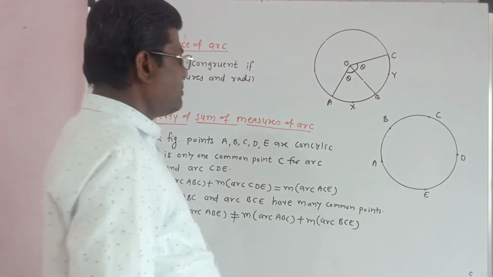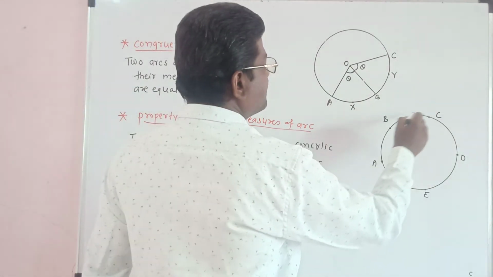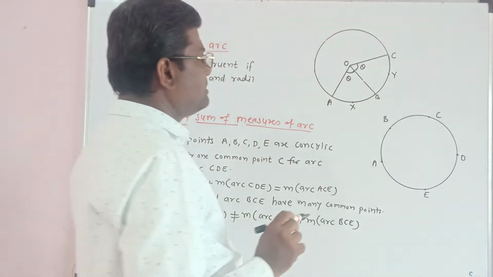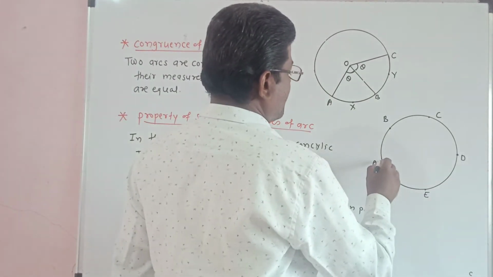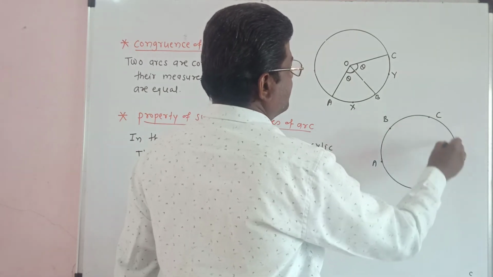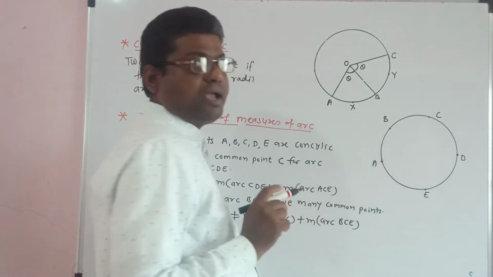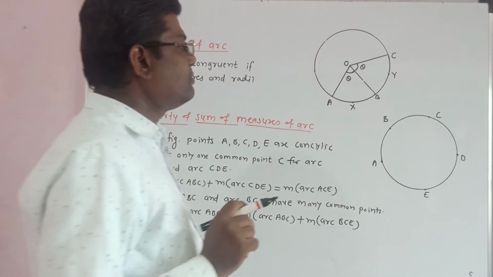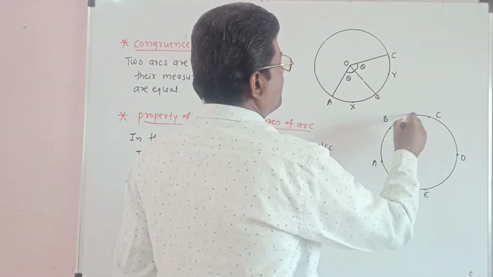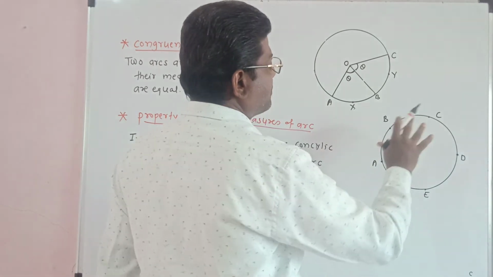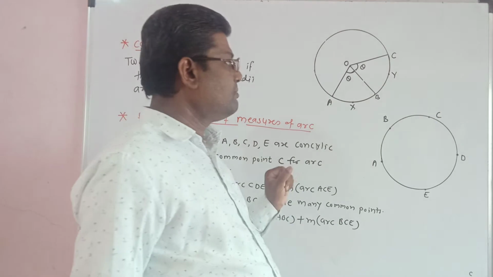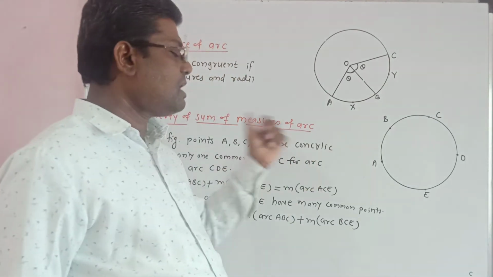Now for arc ABC and arc BCE, consider two arcs, ABC and the other arc BCE. They have more than one point in common. Many points are common between B and C. Therefore, we can't take the sum of the measures of these two arcs.